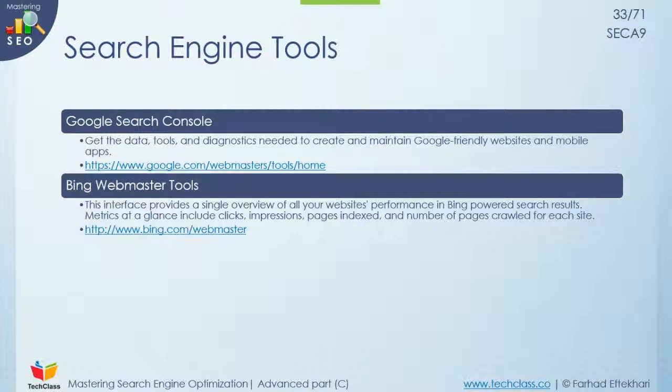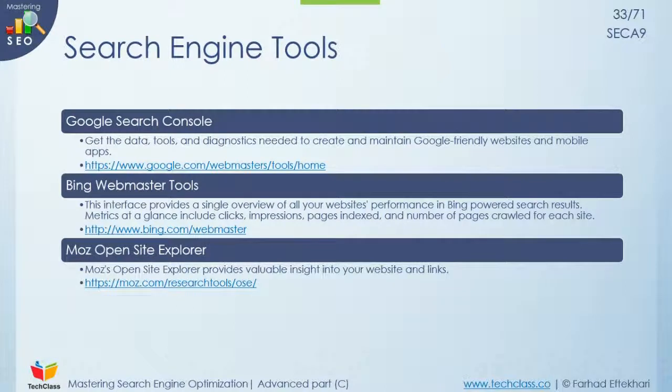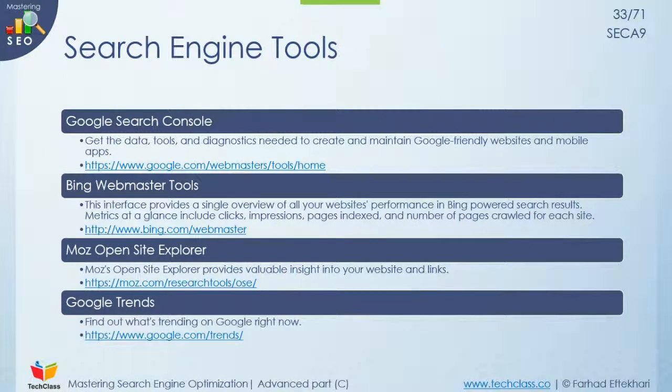Metrics at a glance, including clicks, impressions, page index, and number of pages crawled for each site. So it's also a very nice and handy tool for you to use and see how it works. And then we have Moz Open Site Explorer. Moz Open Site Explorer provides valuable insight info about your website and links. So make sure to also check that to see what kind of information they have.